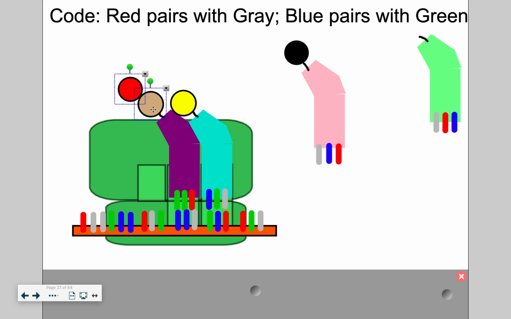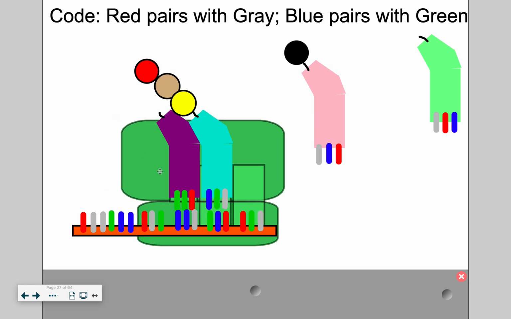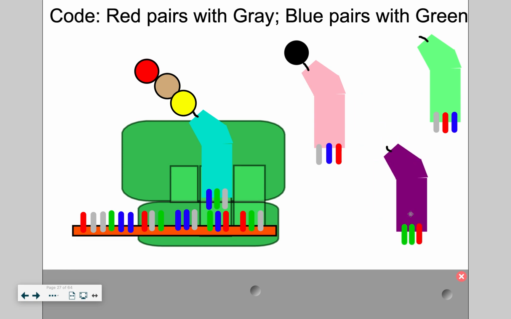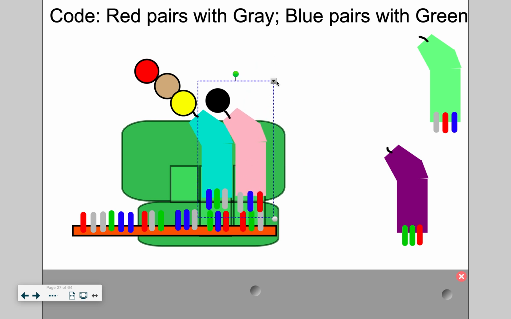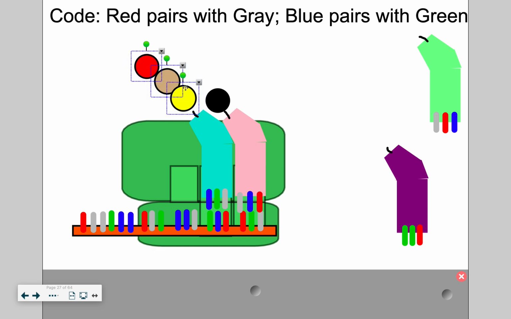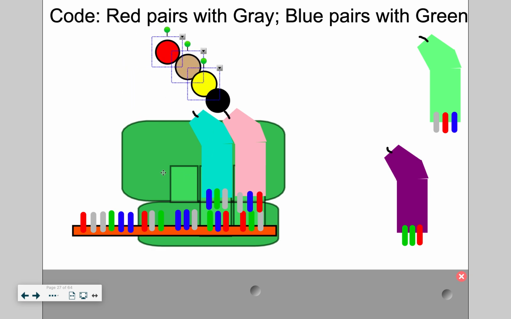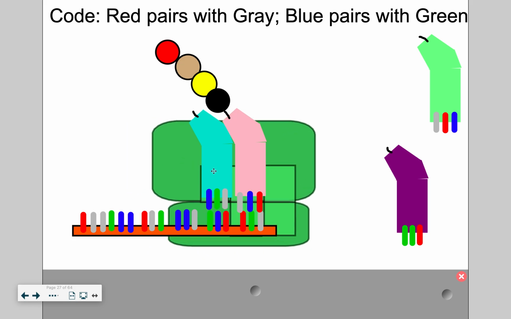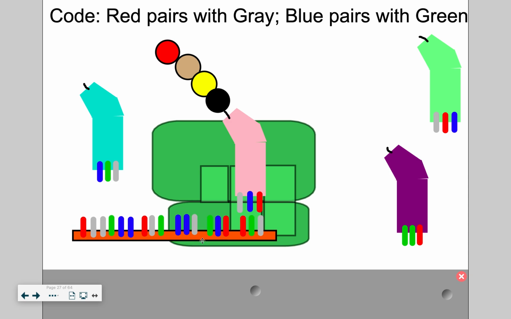Now, these two amino acids form a bond with it. Notice my amino acid chain gets longer with each tRNA. The ribosome slides over and this tRNA gets ejected. And we're looking for gray, blue, red. This comes in. These amino acids form a bond with that. And let's just say this is the stop codon, okay? So the ribosome moves over, and everything kind of falls apart.